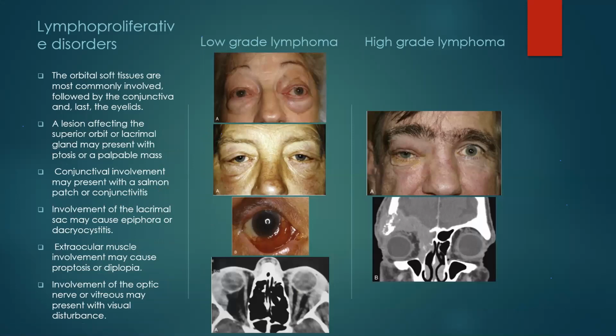The second disease is the lymphoproliferative disorders. Can range from a low grade to a high grade. It starts with reactive lymphoid hyperplasia until high grade lymphoma. The orbital soft tissues are the most commonly involved tissues, followed by conjunctiva, and last are the lids.